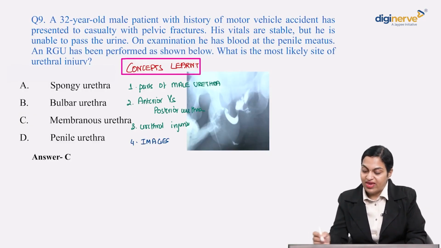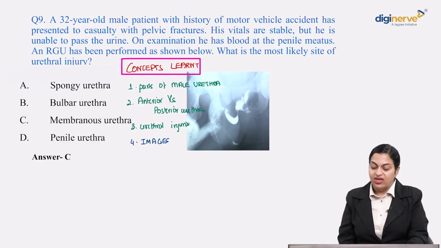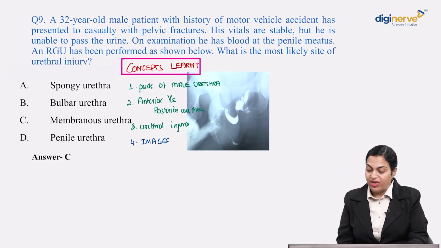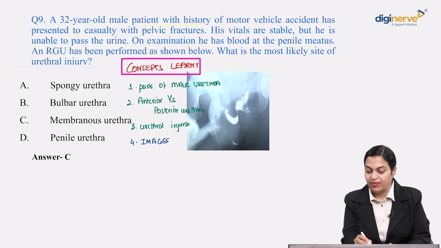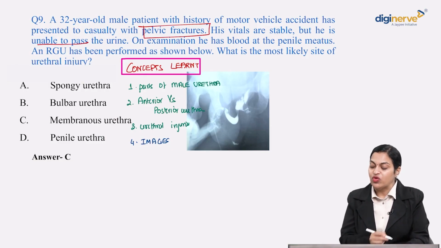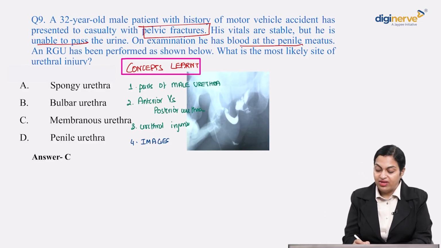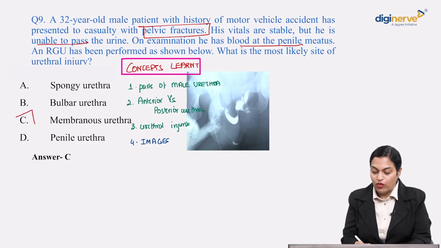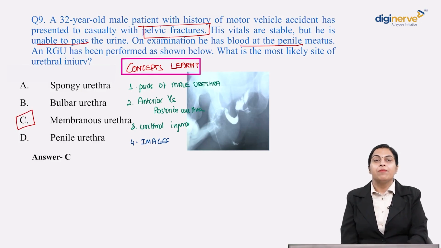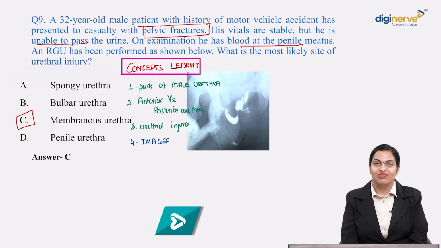In this case, a 32-year-old male patient with a history of motor vehicle accident has presented to casualty with pelvic fracture. Vitals stable, but unable to pass urine, with blood at the penile meatus. The site of urethral injury is the membranous urethra.